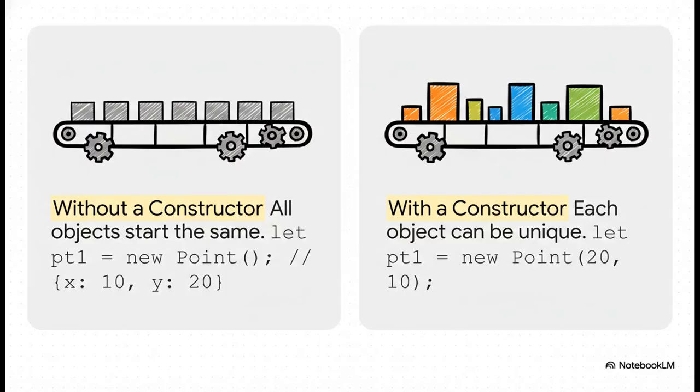And you can see the difference right here. Without a constructor, every new point we make is identical, same coordinates every time. But with a constructor, we can feed it different values when we create it. One point can be at 20, 10, another at 5, 15. That's what makes our code flexible and powerful.